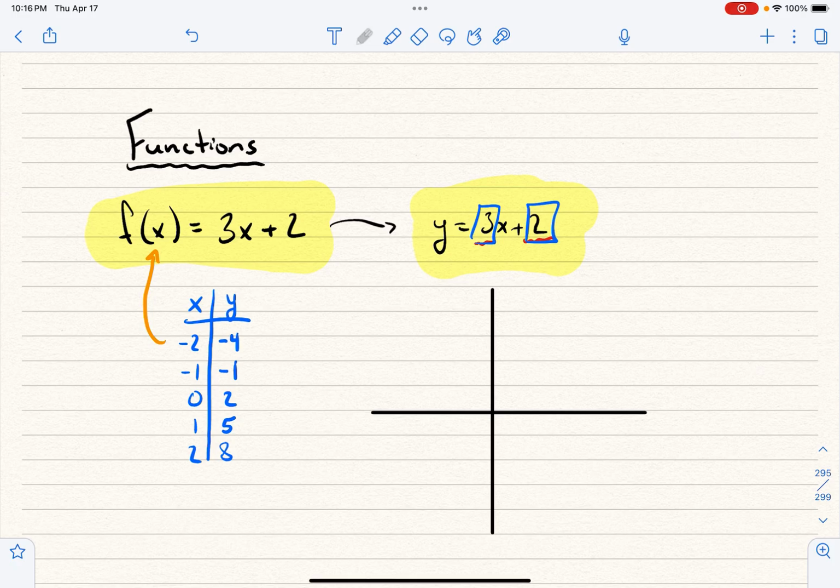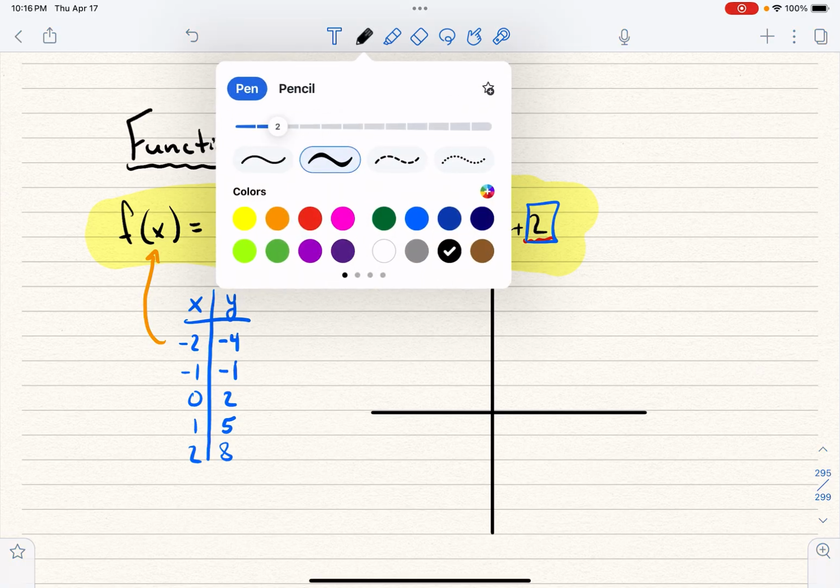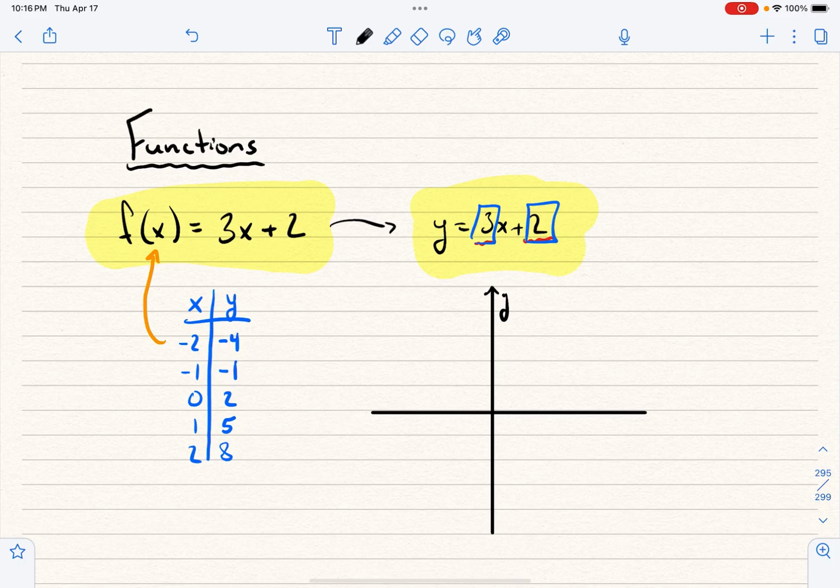And so what we would do is create our graph. It looks something like this. Here's our y-axis. Here's our x-axis. And we say, okay, when x was -2, we have to go down 4. 1, 2, 3, 4. And so that's about here. When x is -1, we could go down 1, so that's here. When x is 0, we're at 2, so that's 1, 2 here.